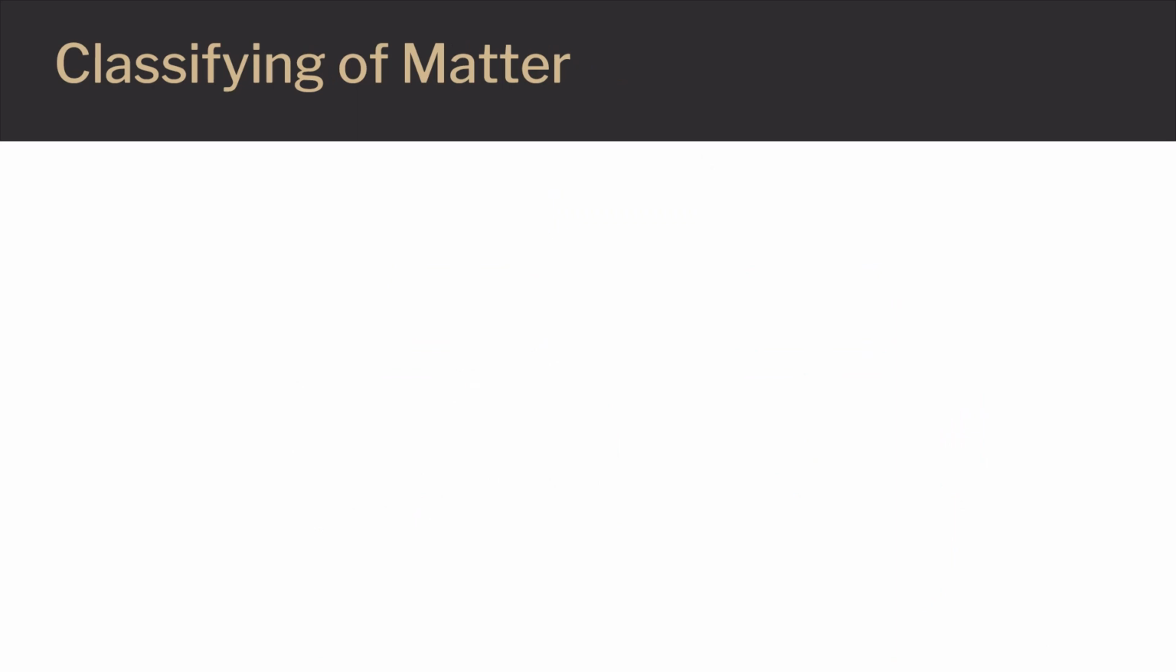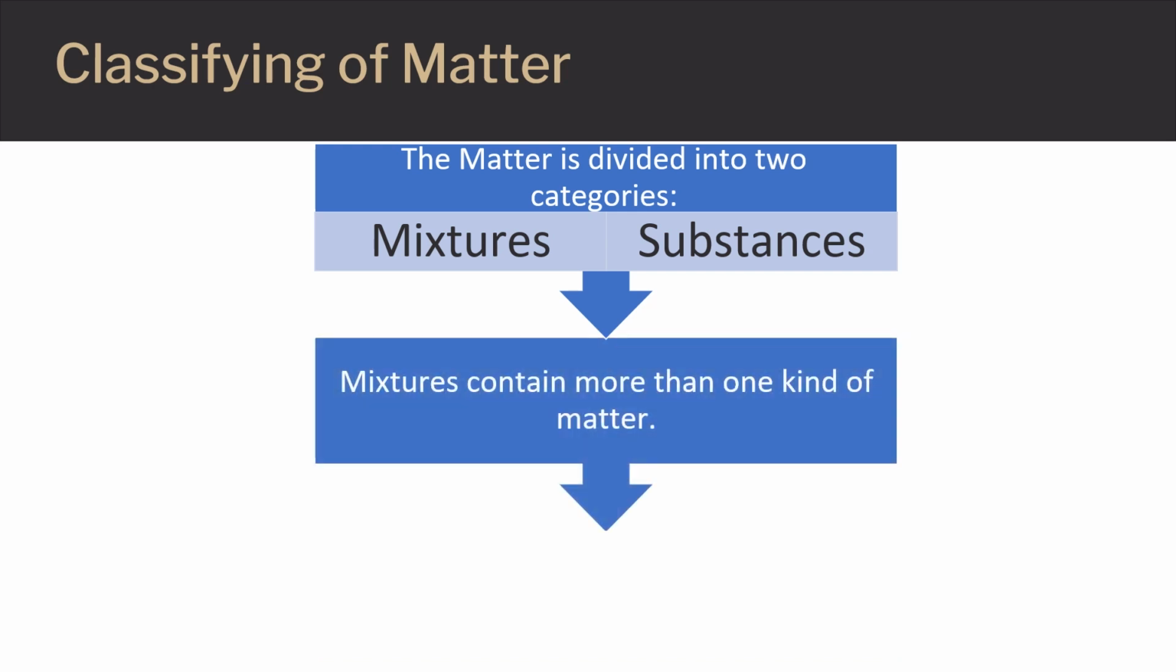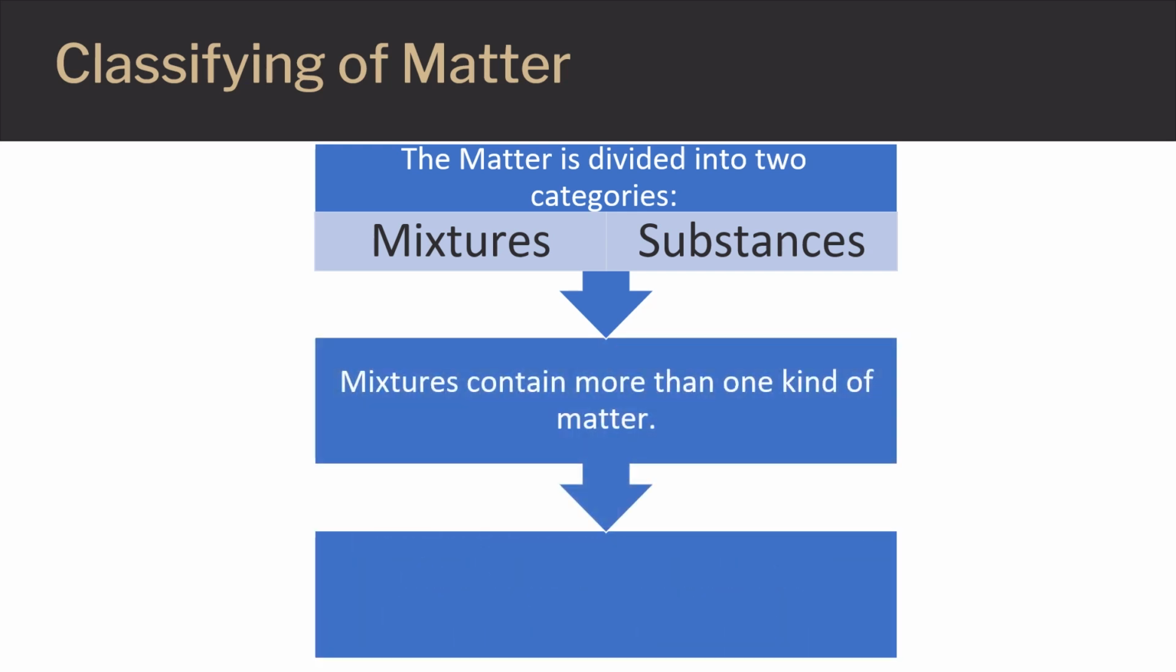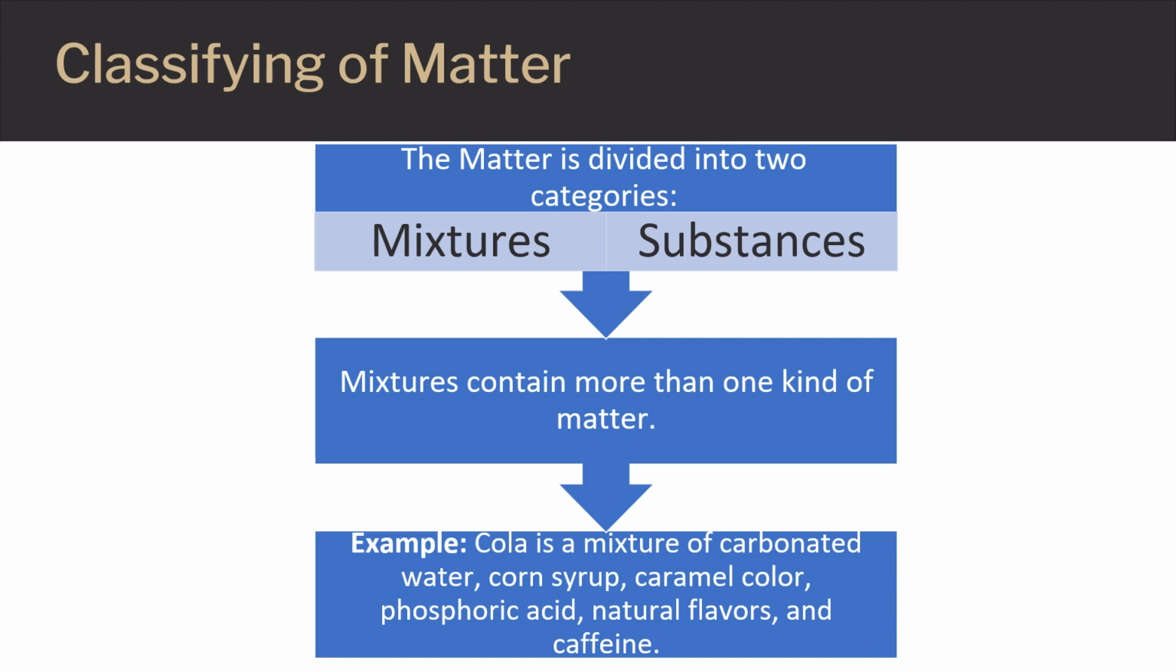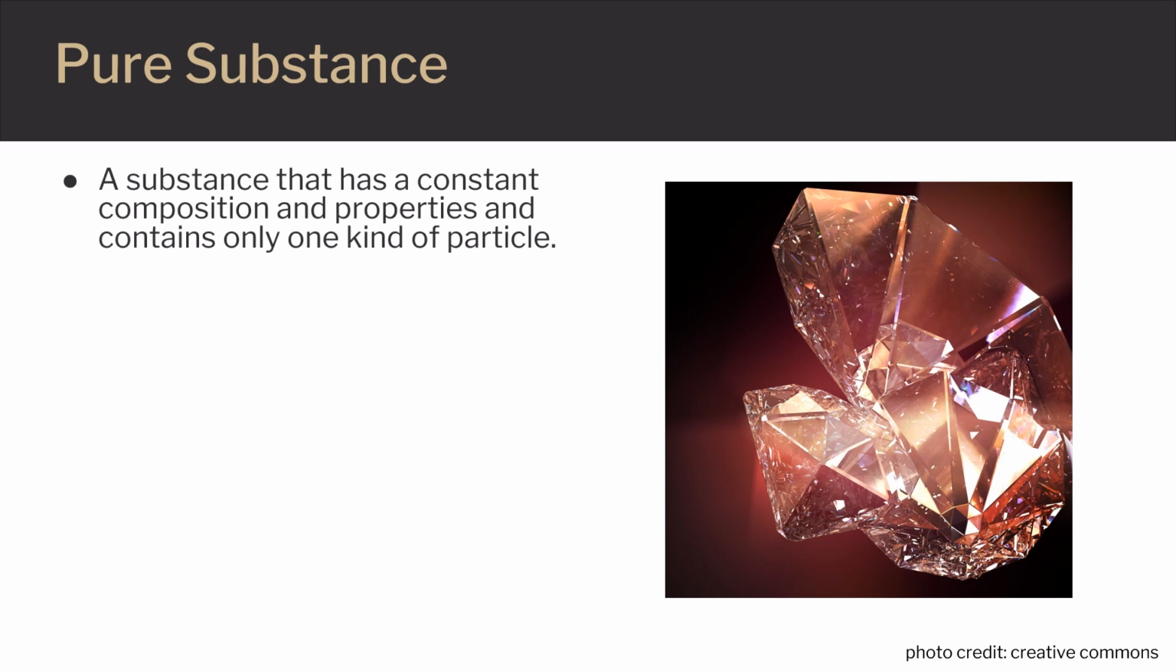Classifying of matter. Matter is divided into two categories: mixtures and substances. Mixtures contain more than one kind of matter. For example, cola is a mixture of carbonated water, corn syrup, caramel color, phosphoric acid, natural colors, and caffeine. A pure substance is a substance that has a constant composition and properties and contains only one kind of particle. A pure substance is composed of an element or a compound.